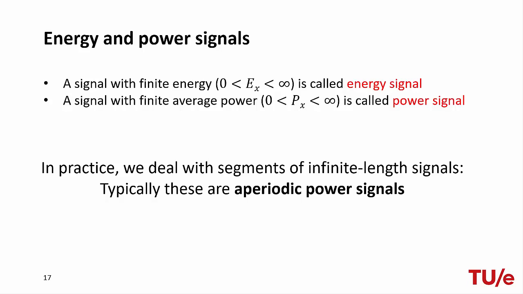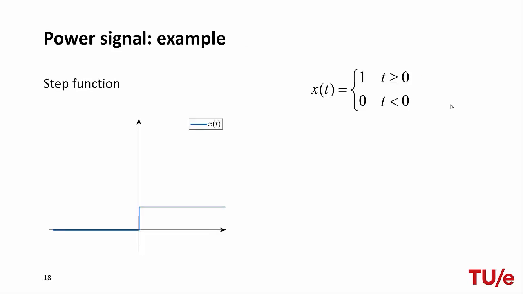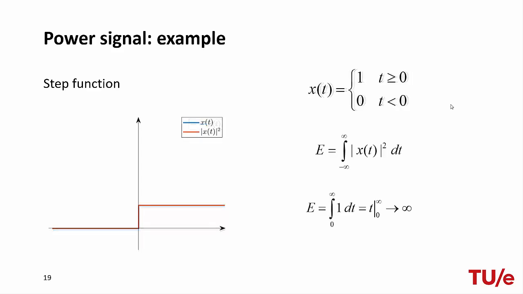However, in practice, we mostly deal with random signals which are short segments of infinite length signals. These are typically power signals, and although some signals can have periodicity patterns, they are also in general aperiodic. An example of power signal is the unit step function, which is 1 for positive times and 0 for negative times. The energy of such a signal is given by the integral of 1 from 0 to infinity. In fact, the modulus squared of the signal is equal to the signal itself. Obviously, this integral is infinite. Thus, we can conclude that the unit step function is not an energy signal.